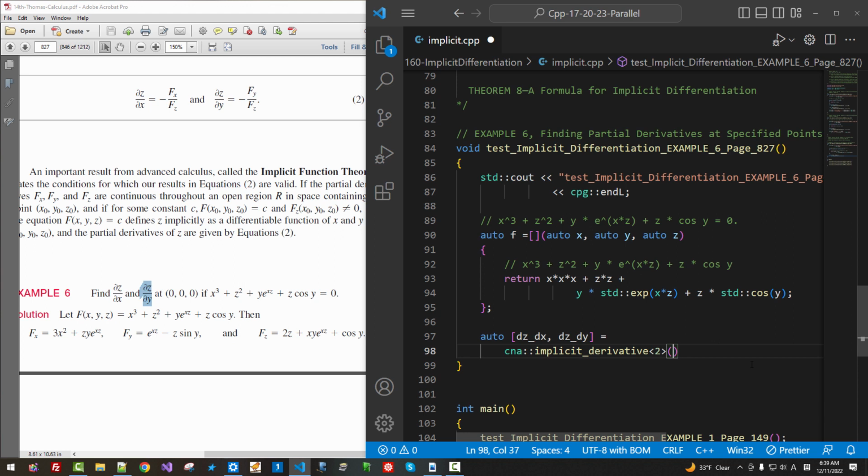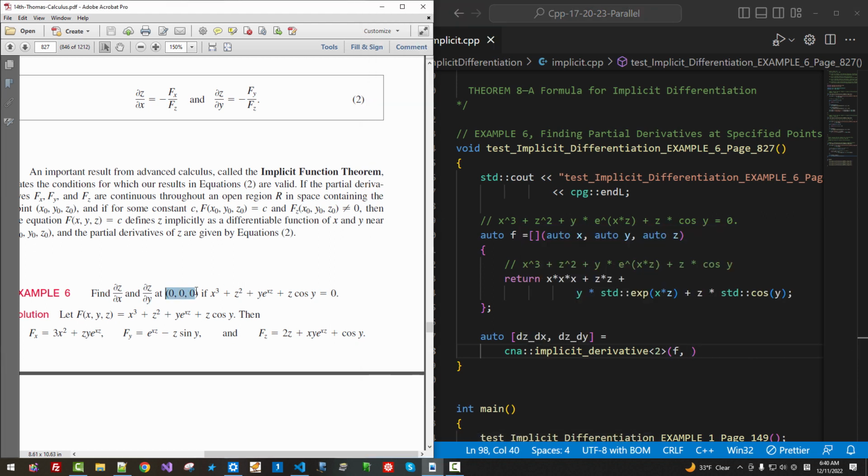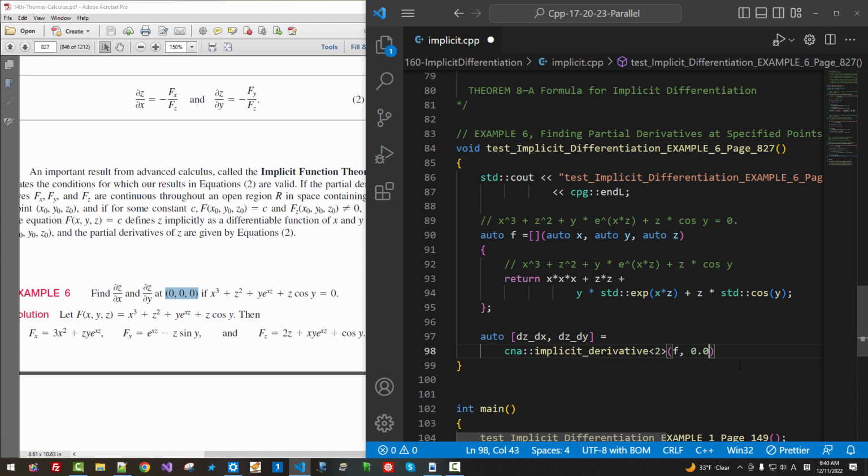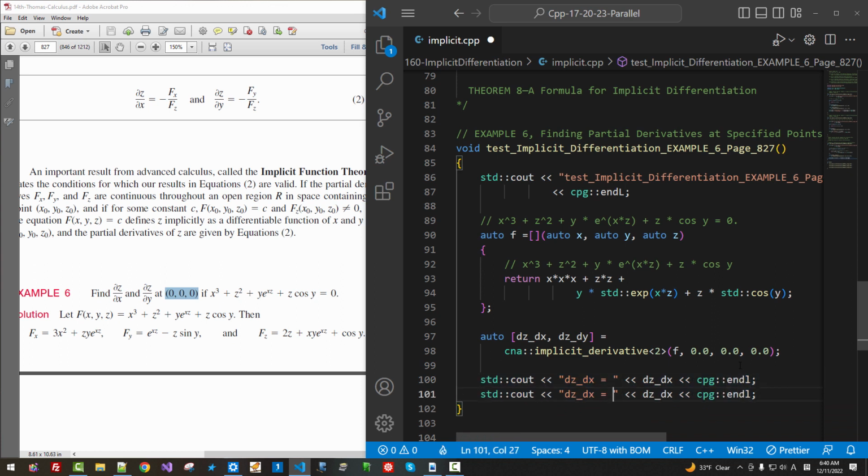Now we pass function f. Then point. It should be 0.0, 0.0, 0.0. Semicolon. SED, cout, dz over dx, SED, CPG, and L. Copy, paste, dz over dy, and L. So we will solve this problem.